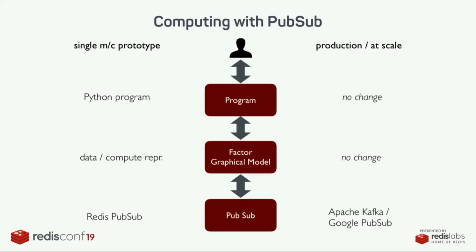And the idea is you can just write the program and the factor graph once, and then you can take that to different environments or locations just by swapping out the PubSub. So if you want to run it just on your laptop, you can run it on Redis PubSub. If you want to run it on a super heavy cluster, then you can switch it to Apache or Google PubSub or AWS or Lambda functions or anything like that, right? And all of that without actually changing the Python code or the factor graph representation.